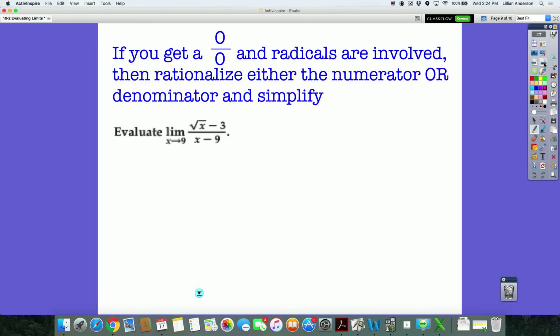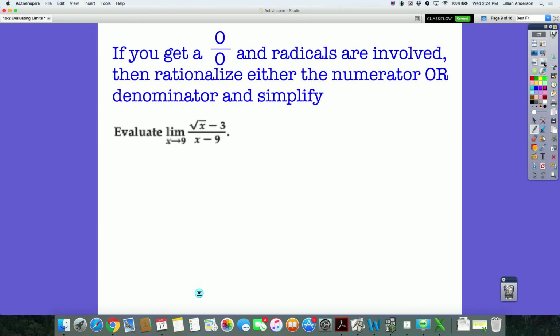Now, if you get 0 over 0 and radicals are involved, then you want to rationalize either the numerator or the denominator to simplify. Okay? When I plug in 9 here, what's the square root of 9? 3. 3 minus 3 is? 0. And then 9 minus 9? 0. Another 0 over 0.